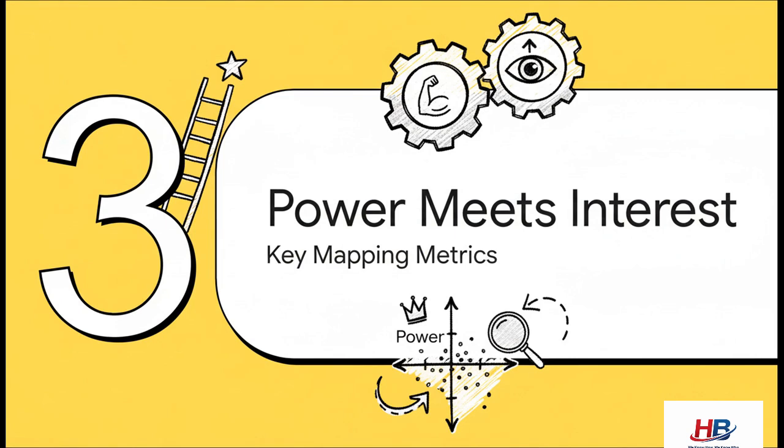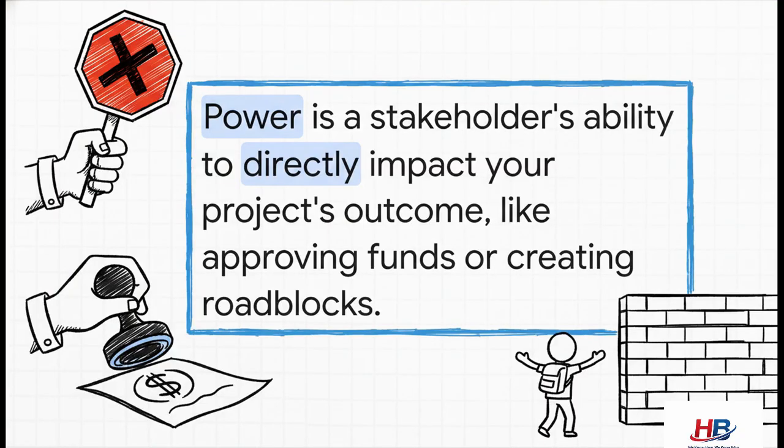Okay, so you've got your list of who all your stakeholders are. Now what? Well, now comes the fun part. We get to map them out using two really simple but powerful metrics: power and interest. This is where the real strategy starts to take shape. First up, let's talk about power. All this means is their ability to directly affect what happens with your project. A super simple way to think about it is to ask yourself, can this person or this group kill my project? Or, on the flip side, can they make it a massive success? If the answer is yes, they've got high power.